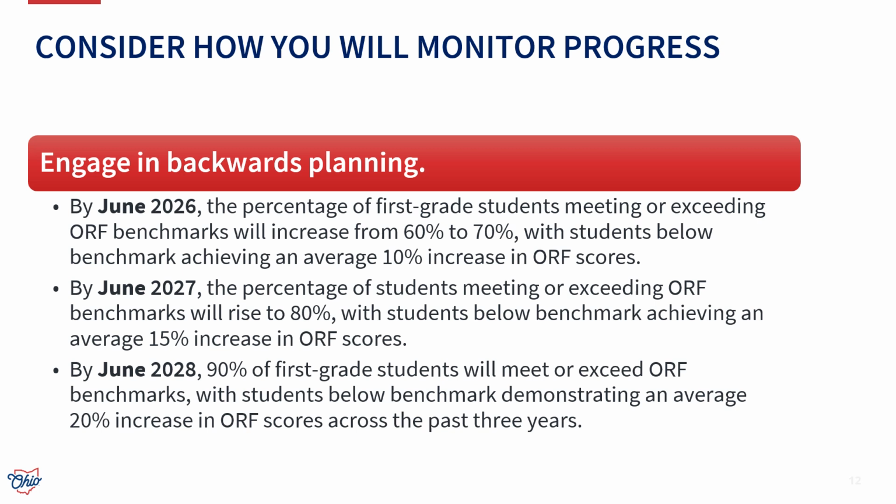By June 2027, the percentage of students meeting or exceeding oral reading fluency benchmarks will rise to 80%, with students below benchmark achieving an average 15% increase in oral reading fluency scores. And by June 2028, 90% of first grade students will meet or exceed oral reading fluency benchmarks, with students below benchmark demonstrating an average 20% increase in oral reading fluency scores across the past 3 years.